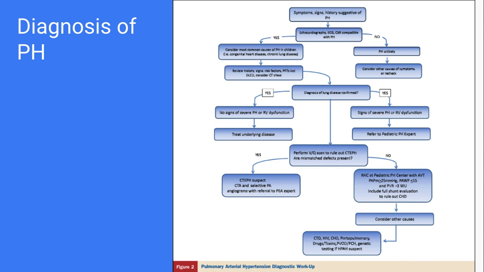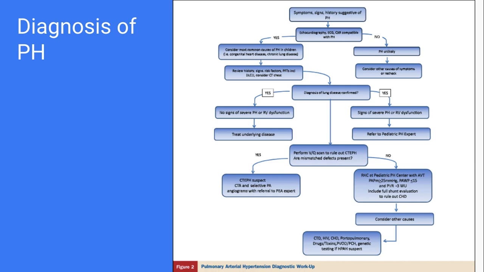So after you have done your testing on the left and you're diagnosing lung disease, you're going to see if there are any signs of severe pulmonary hypertension or right ventricular dysfunction. If there are no signs of right ventricular dysfunction, you're going to treat the underlying disease. But if there are signs, then you're going to refer to a pediatric pulmonary hypertension expert.